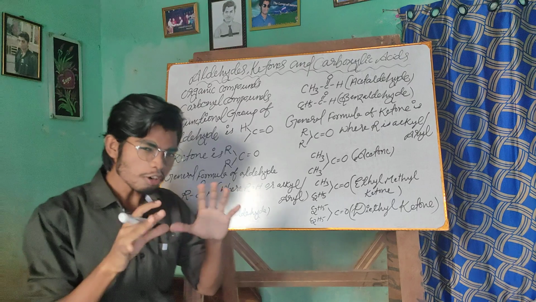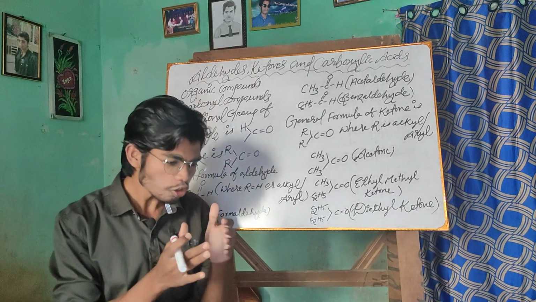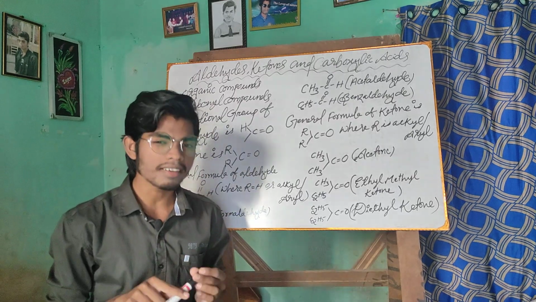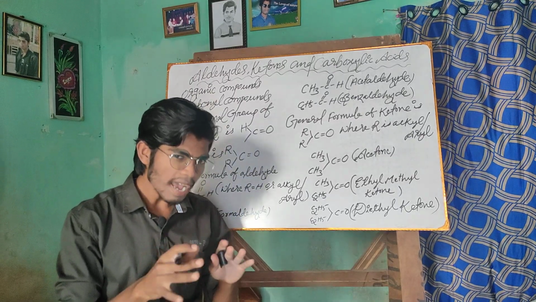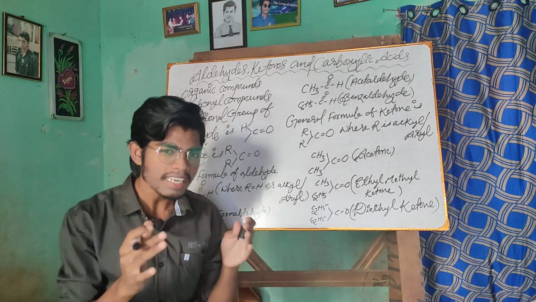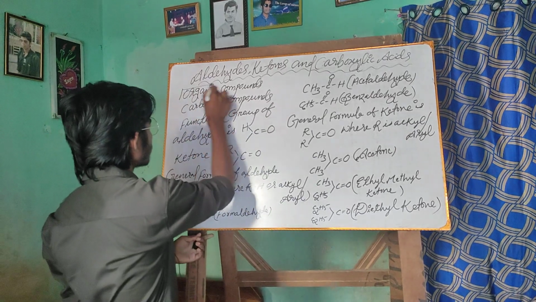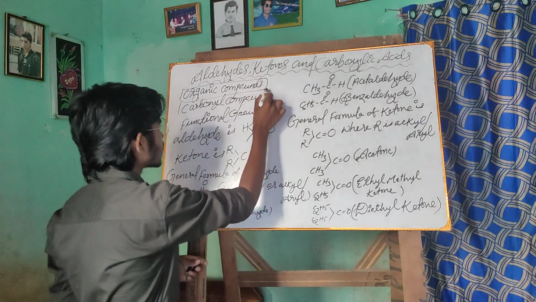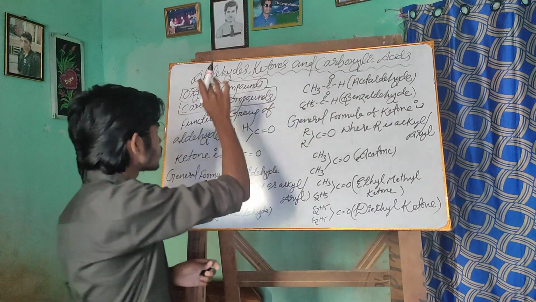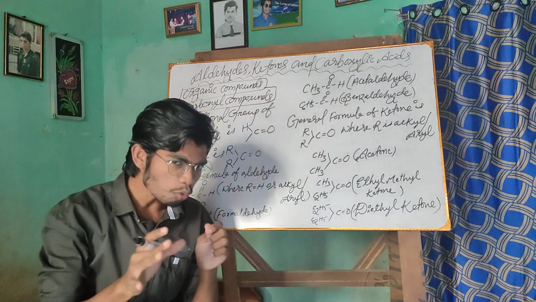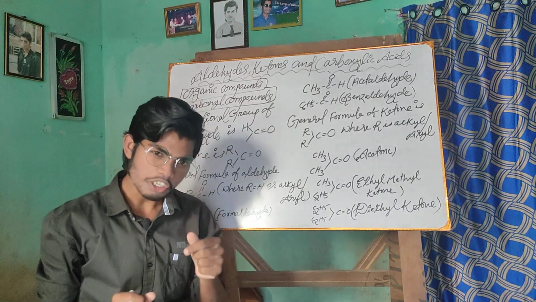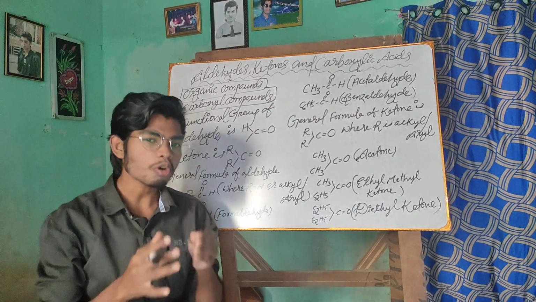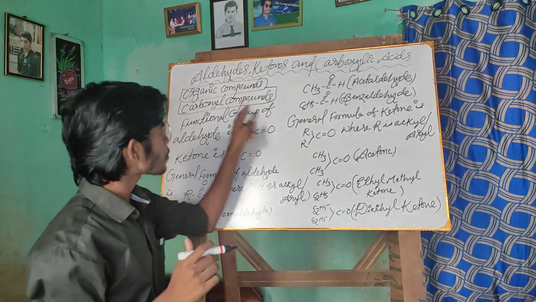Well, first of all, let us try to understand what we mean by aldehydes and ketones. It's very simple to understand, my dear students. The aldehydes and ketones are basically organic compounds, and these organic compounds are also known as the carbonyl compounds. So the first point that we need to remember: aldehydes and ketones are organic compounds, and these organic compounds are also referred to as the carbonyl compounds.